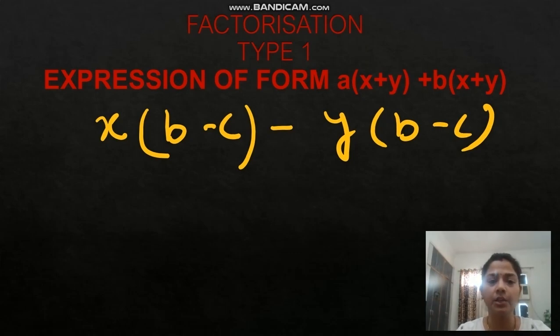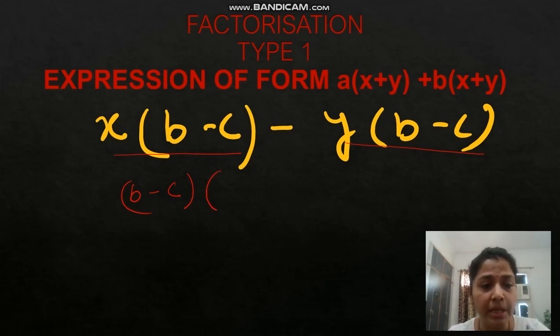As you can see here, I've taken one question. I will explain the same thing by using a few questions. The first one is x(b - c) - y(b - c). In both the two terms, what you are observing here is that b - c is common. So this whole b - c we can take as common. After taking b - c, I'm writing b - c in brackets. Why? Because this whole I've taken common.